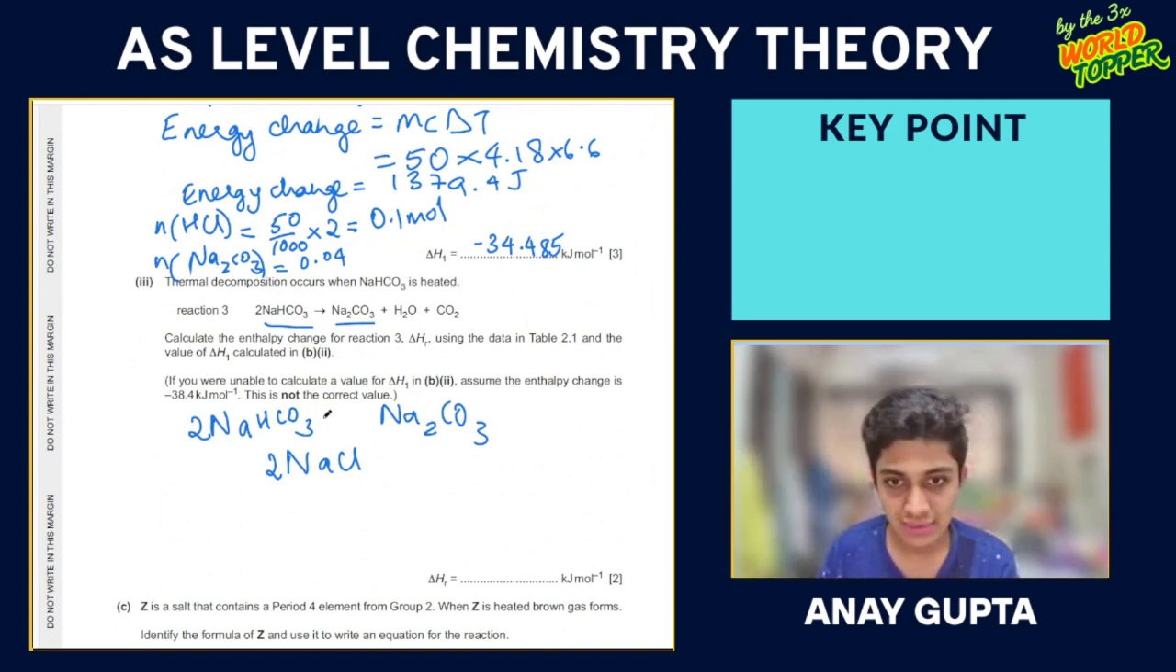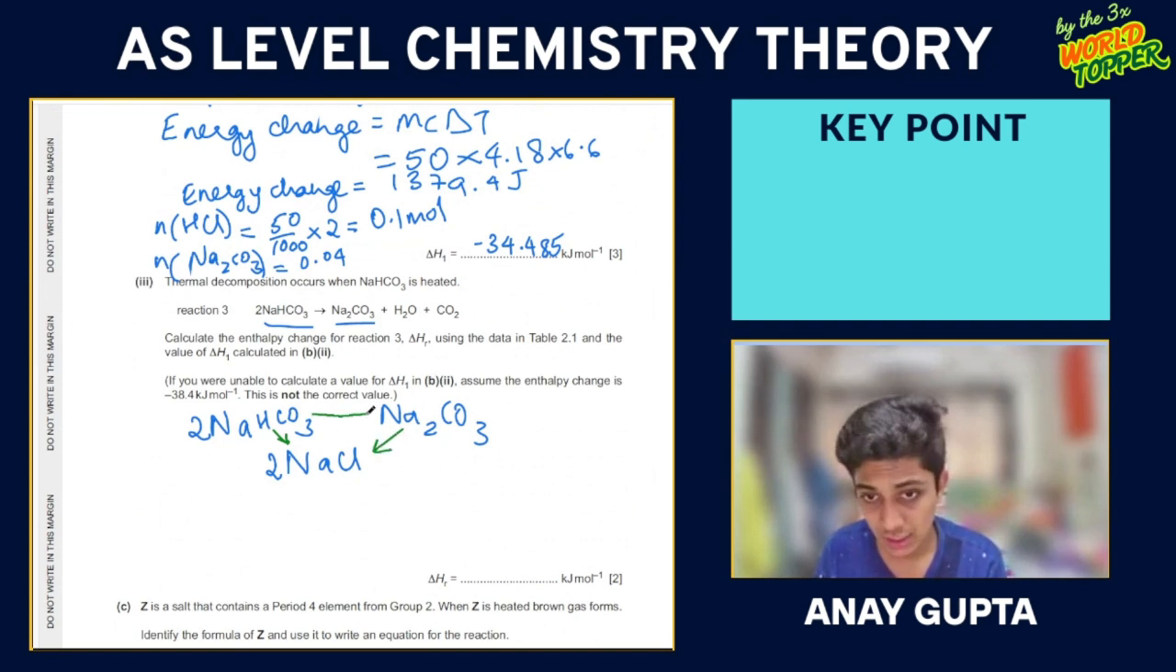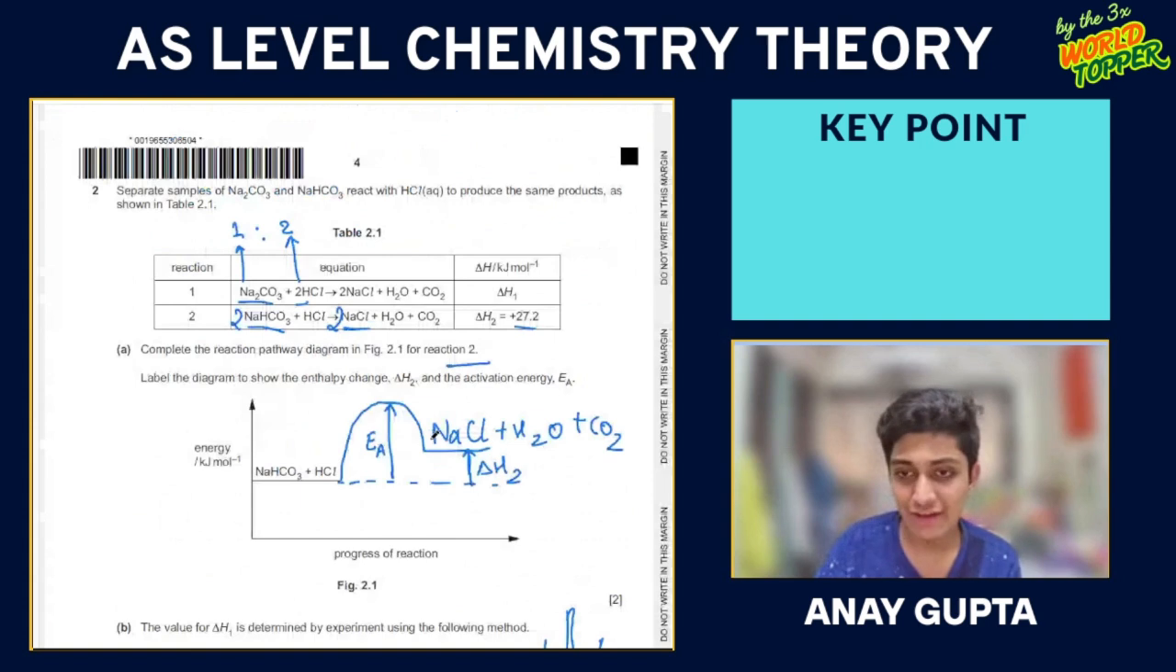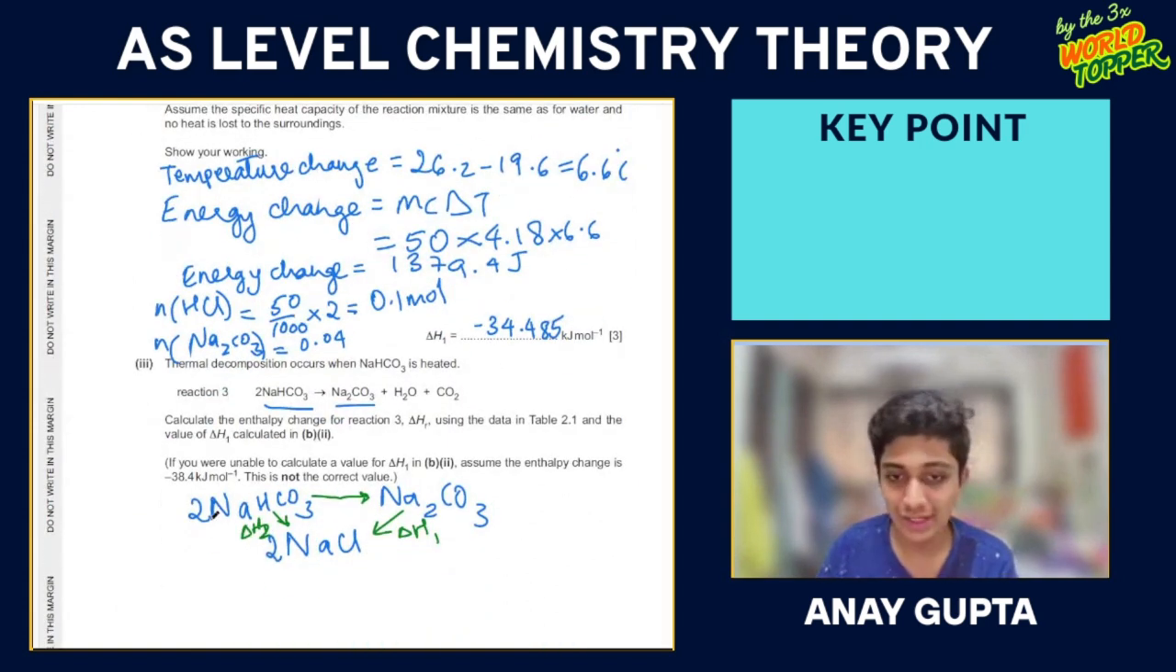So this means that I have this Hess cycle because I have been given the reaction for NaHCO3 to NaCl. I have been given the reaction for Na2CO3 to NaCl, right? And I have also been given this reaction 3. So this over here is your delta H2. This here is delta H1. If you just look at the reactions, we have our enthalpy changes as delta H1 and delta H2. And this is delta HR, which we have to figure out.